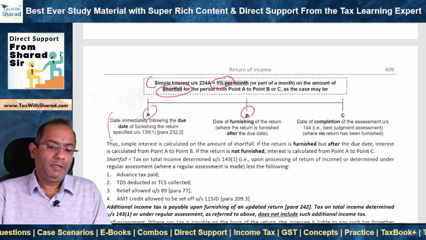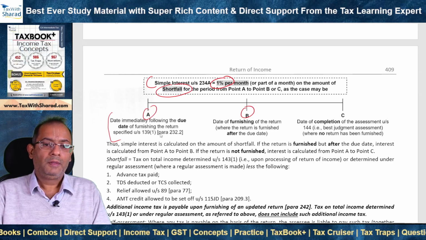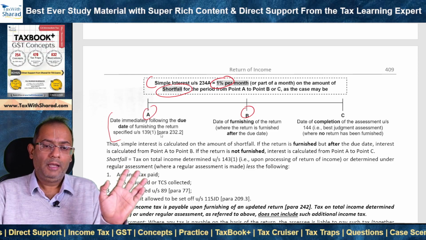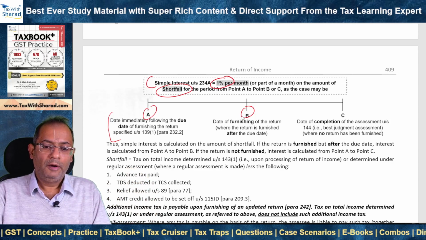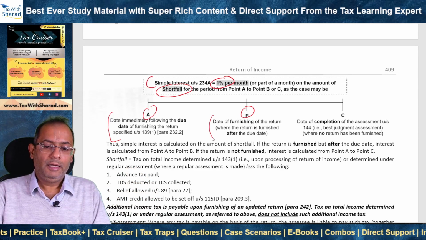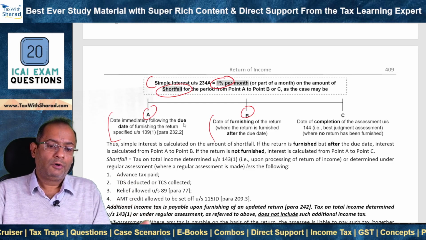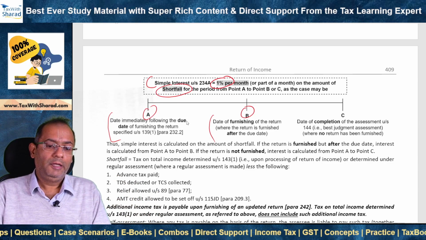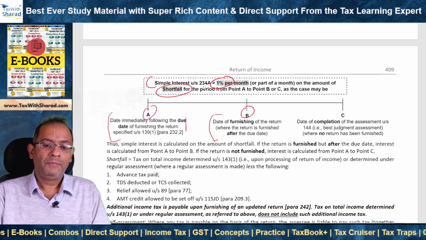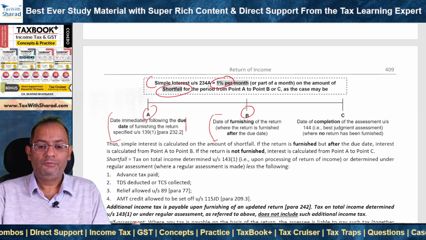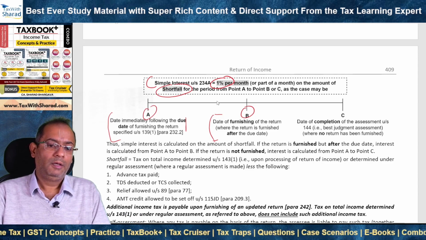Point A is the date immediately following the due date of furnishing the return under section 139(1), which will either be 31st of July or 31st of October or 30th of November. That will be point A. Point B will be the date of furnishing of the return, which is the updated return. So from the date immediately following the due date of furnishing the return to the date of furnishing the updated return, simple interest under section 234A will be calculated at 1% per month or part of a month on the shortfall.